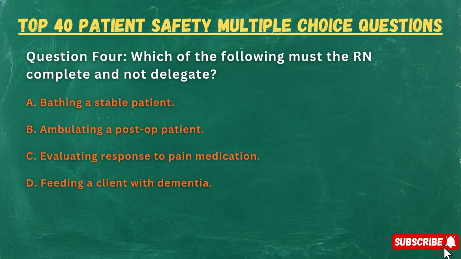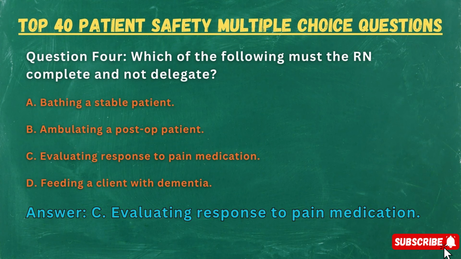Question 4. Which of the following must the RN complete and not delegate? A. Bathing a stable patient. B. Ambulating a post-op patient. C. Evaluating response to pain medication. D. Feeding a client with dementia. Answer. C. Evaluating response to pain medication.